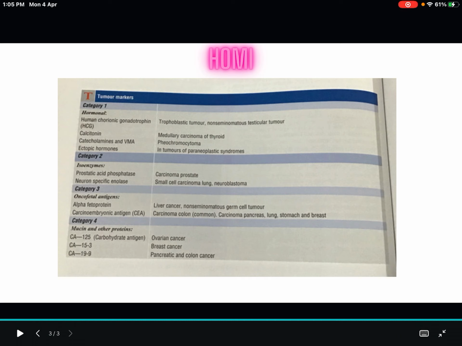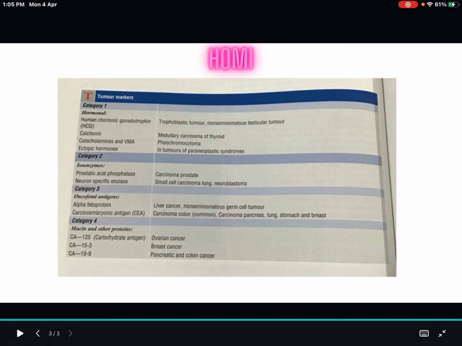So the first one is hormonal, the second is oncofetal antigens, and the third is mucin and other proteins. Even that we know, CA125, that we have heard from second year pathology, is elevated in ovarian cancer. CA15-3 is for breast cancer, and CA19-9 is for pancreatic and colon cancer. So for mucin and other proteins, 3 things we have to remember: CA125, CA15-3 and CA19-9.